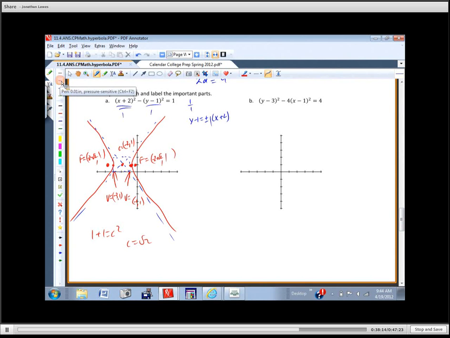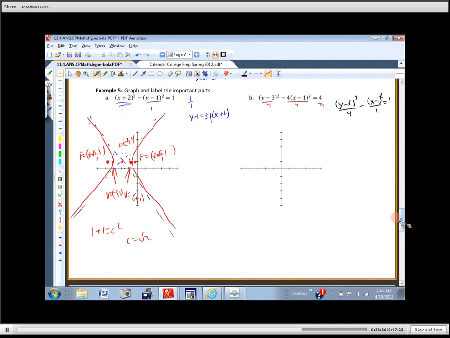Okay, let's see how we're doing. First thing we'd want to do is divide everything by 4. So here's the equation we're working with: y minus 3 quantity squared over 4 minus x minus 1 quantity squared over 1 equals 1. Okay, I'm going to go ahead and write the equation for the asymptotes. I'm going to write y minus 3 equals, and then x minus 1 here, and all I need is the number that goes in front here. It's going to have a plus or a minus. Where do I find the rise?